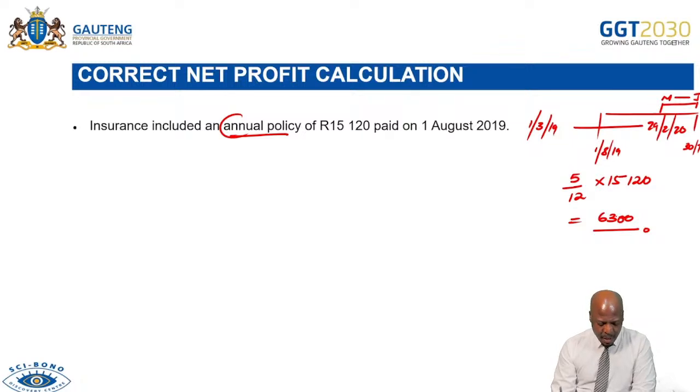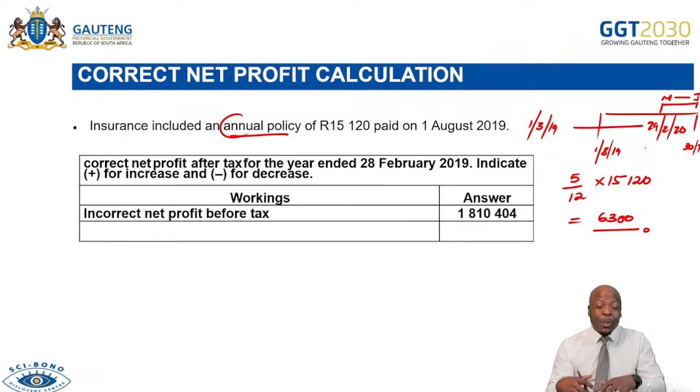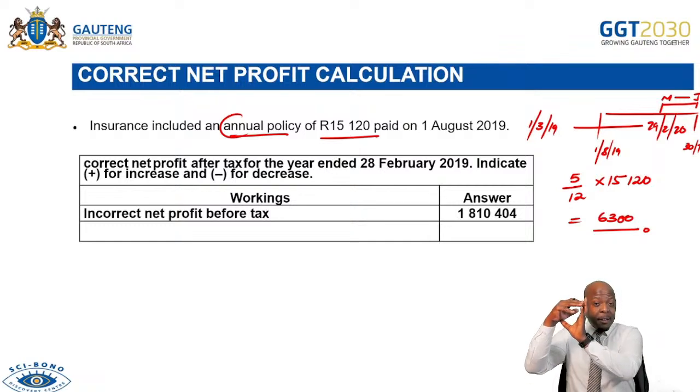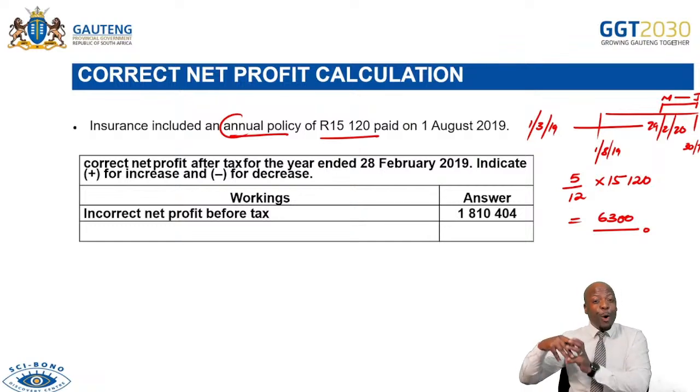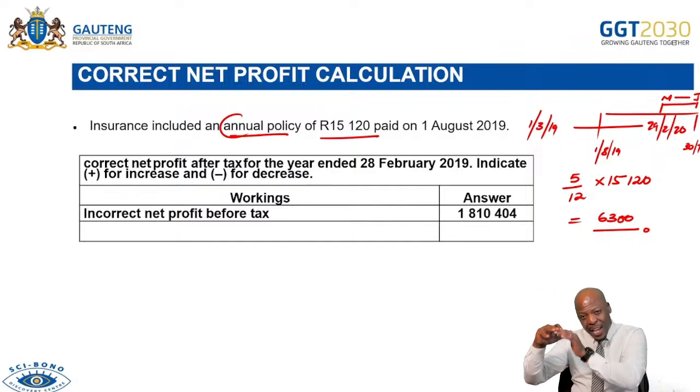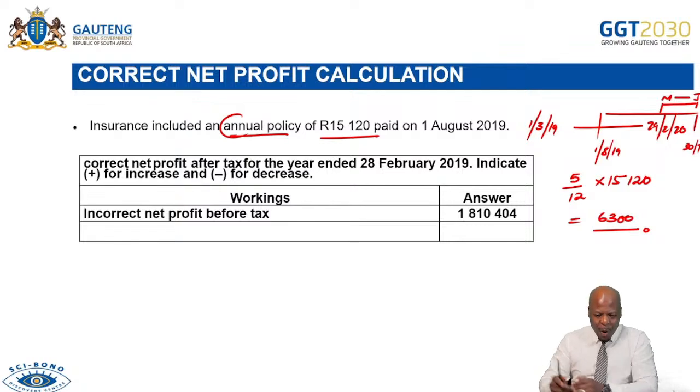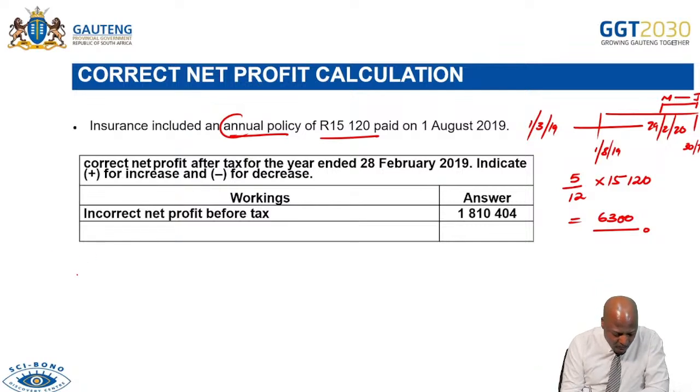What is that? That is an expense that has been paid in advance. So what it means is when we prepared our statement of comprehensive income, we entered the entire 15,120 as an expense under insurance. That means our insurance expense was overstated. If an expense is overstated, means profits were understated. How do we then correct it? We go and we add it back.